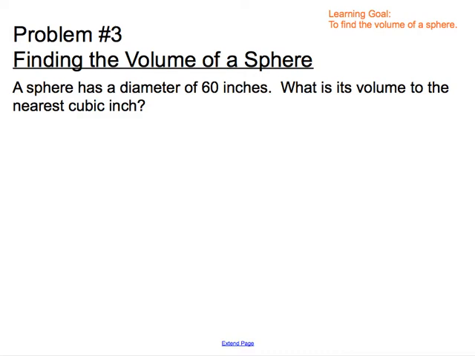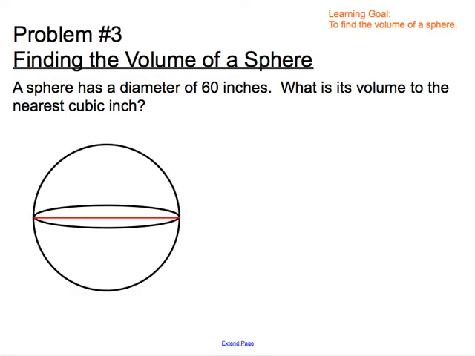First, let's find the volume of a sphere that has a diameter of 60 inches, and let's calculate its volume to the nearest cubic inch. So here we have a picture of our sphere, and it has a diameter of 60 inches. We want to know its volume to the nearest cubic inch. So the formula for volume of a sphere is 4/3 times pi times the cube of the radius.